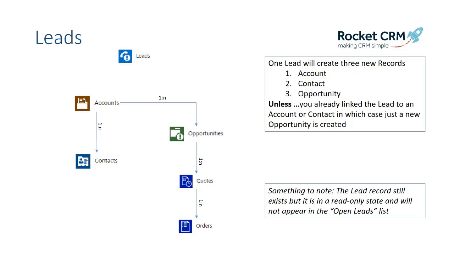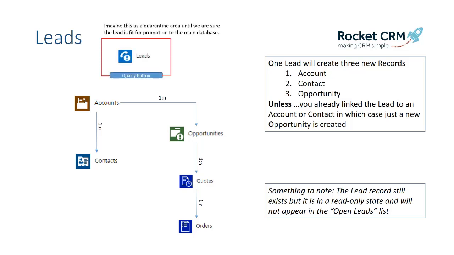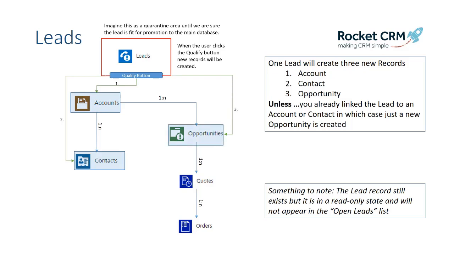So you've got leads here, and we kind of imagine that the whole leads area as a quarantine area until we're sure that the lead is fit for promotion to the main database. So the user clicks that qualify button. So they're on the lead, they filled in all the information, they're now ready to move that over. It's now a sales ready lead. So they'll click the qualify button, and it will create 1, an account, it will create 2, a contact, and it will create 3, an opportunity.